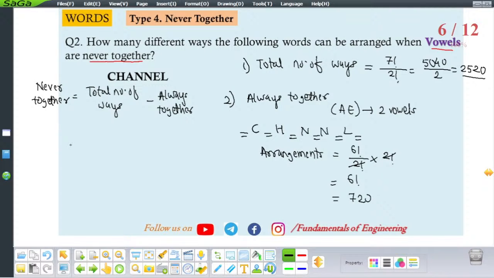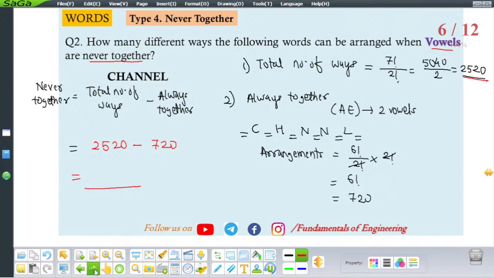So never together, we are getting total number of ways, that is 2520, minus 720. 2520 minus 720. So what is the answer? You have to put it into the chat box. That will be the final answer you are getting.